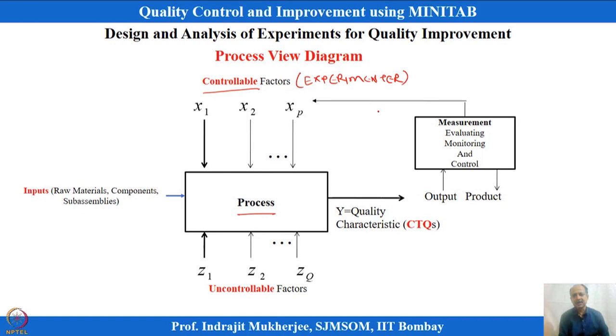So, the experimenter will change this control variable basically. When you go to a process, what you observe is that the operator is changing some of the variables, not all variables, some of the key variables which it is possible to control. These are the variables X1 to XP, which are known as controllable variables. Design of experiment is all about controllable variables. Most of the time we deal with controllable variables.